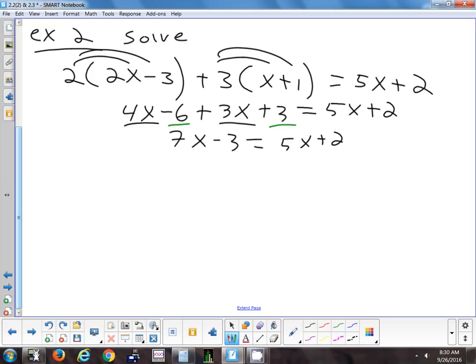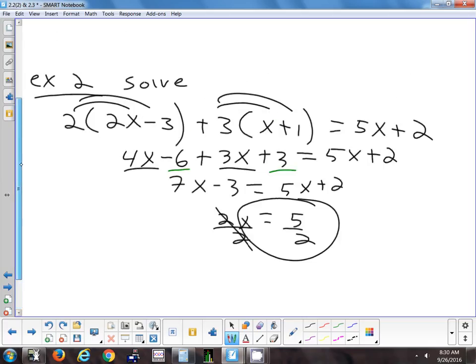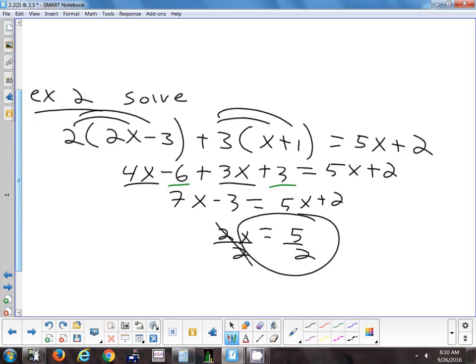All right, so let's do both at the same time. We'll move the 5x over to the left, and what's that going to give me? 2x. And if you move the negative 3 over to the right, that'll give you? 5. And my last step, divide by 2. So x is 2.5, or 5/2. Okay, any questions on that? Right, so I'm assuming everybody could solve that. Well, that's not a basic one because it's got distribution, but any algebra one kind of equation.